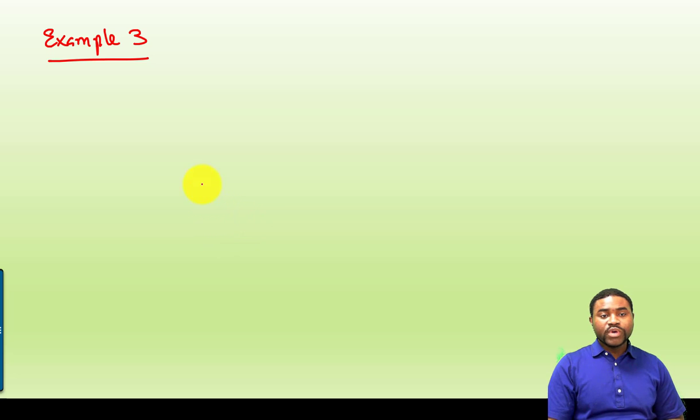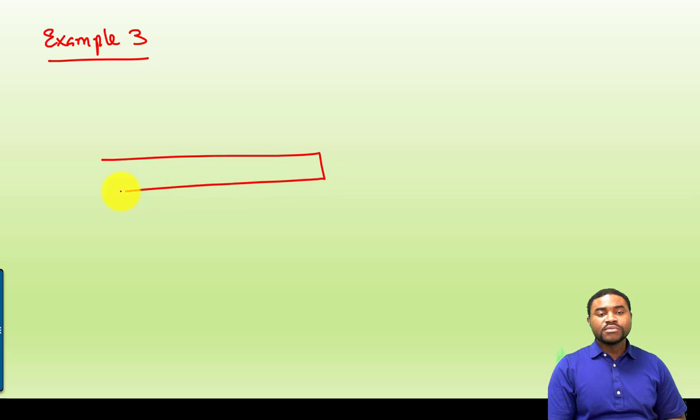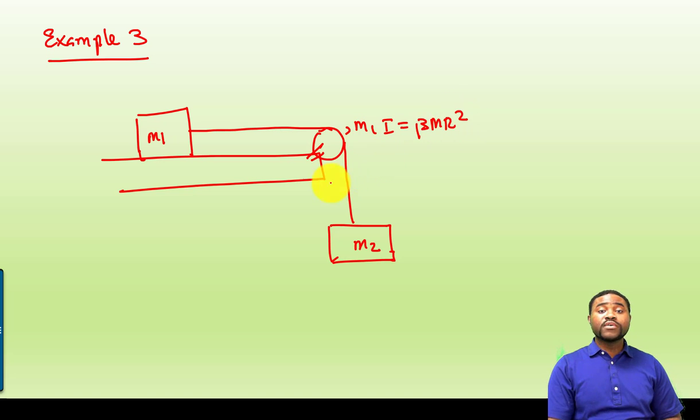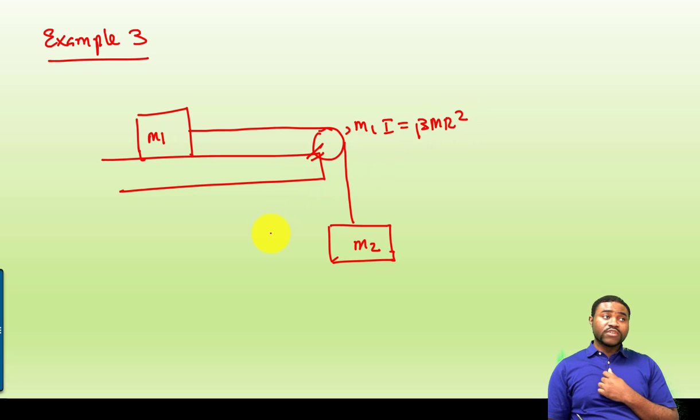Example 3 is we are going to redo a problem we did last semester. We have a block, and we have a pulley. This is M1, this is M2. The mass of the pulley is M. The moment of inertia of the pulley is beta mr squared. Now, this is a very common problem in the multiple choice section. They will draw a diagram like this and ask you to identify a bunch of equations, which one is right and which one is wrong.